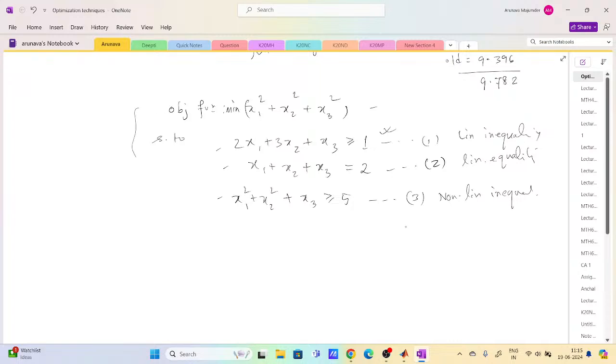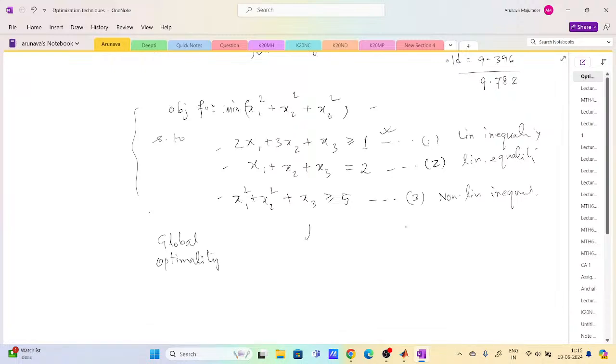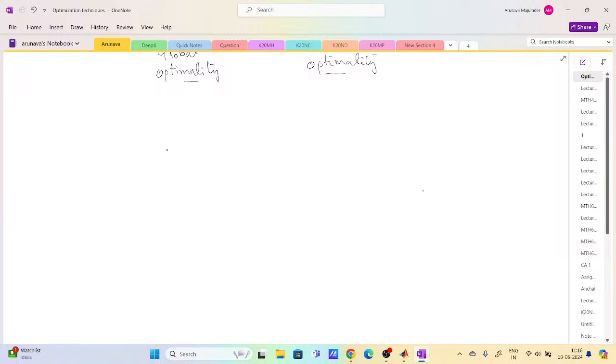Now there are two kinds. If you solve this problem, there are two kinds of solutions you may get. The first solution is called global optimality. The second one is local optimality. So what is global optimality? Let us suppose, I am giving you an example, we are going to find a solution of this kind of graph.